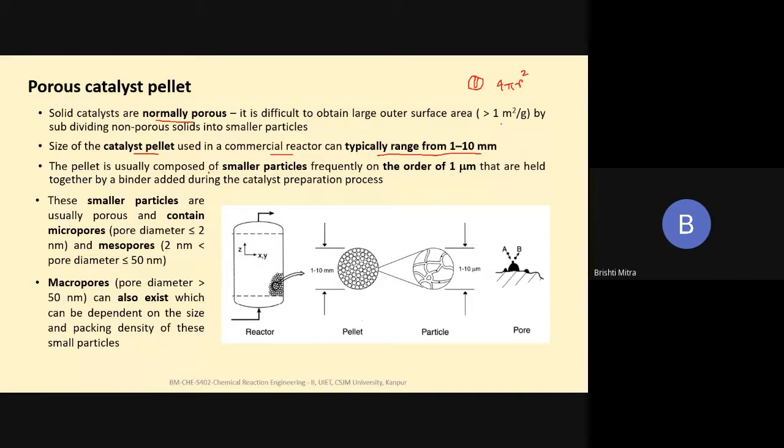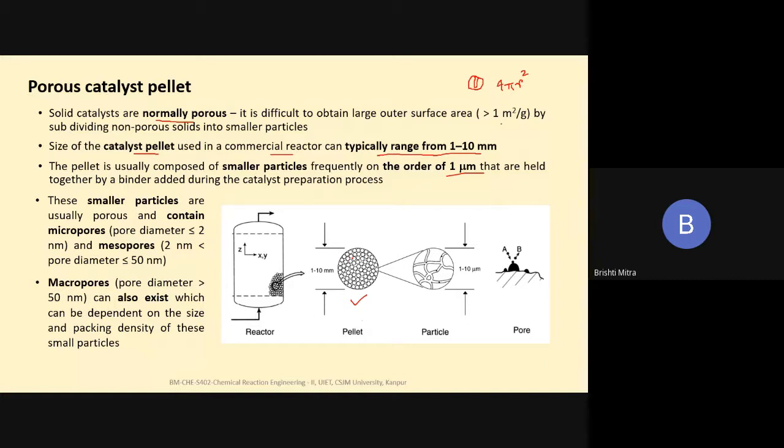A pellet is usually composed of smaller particles, frequently on the order of 1 micron, that are held together by binders added during the catalyst preparation process. So when we talk about the 1 to 10 millimeter catalyst, this is the catalyst pellet. This pellet is made out of smaller particles, of the order of 1 micron. Sometimes you can make these particles into a tablet by compressing them together.